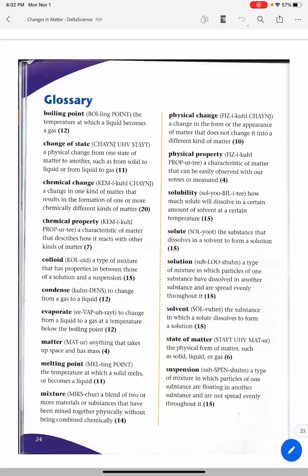Glossary. You may press pause here to read any of the definitions of the terms found in the glossary.